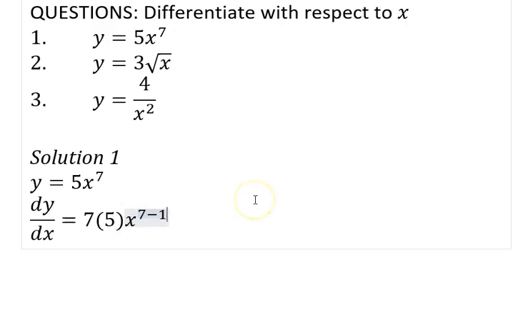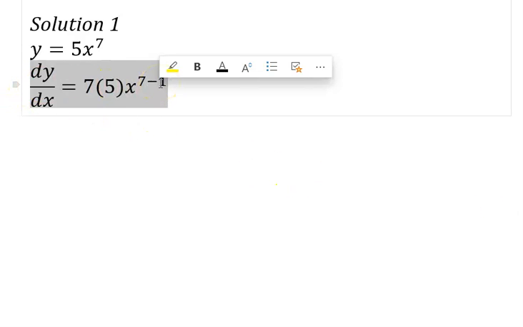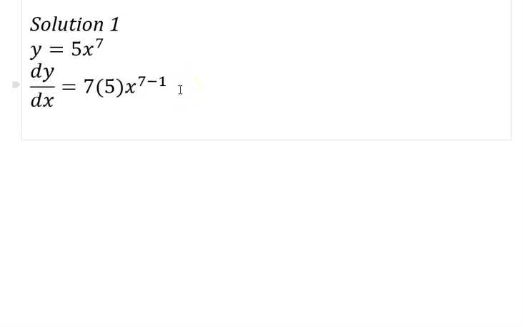It is as easy as this. So you are already differentiating. You bring this 7 back. You now have 5x raised to power 7. You now remove 1 from it. Now, having done that, the rest is just simple calculation, simple mathematics.